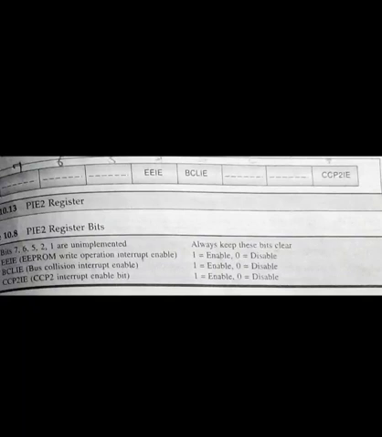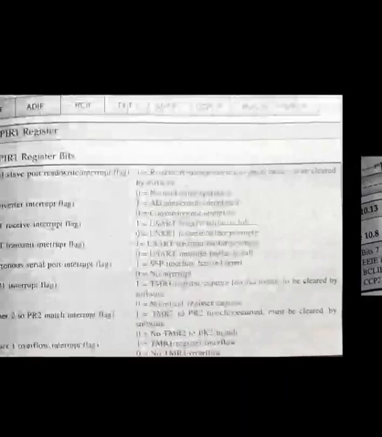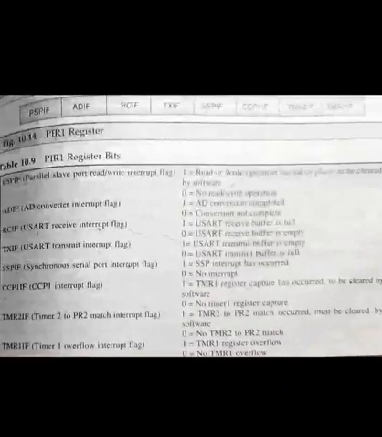Next, the interrupt flag PIRx registers, PIR1 and PIR2. The PIR1 register, along with its description, is shown in the figure. The PIR1 register includes the parallel slave port read or write flag. If this is 1, a read or write operation has taken place, to be cleared by software, and if 0, there is no read or write operation.